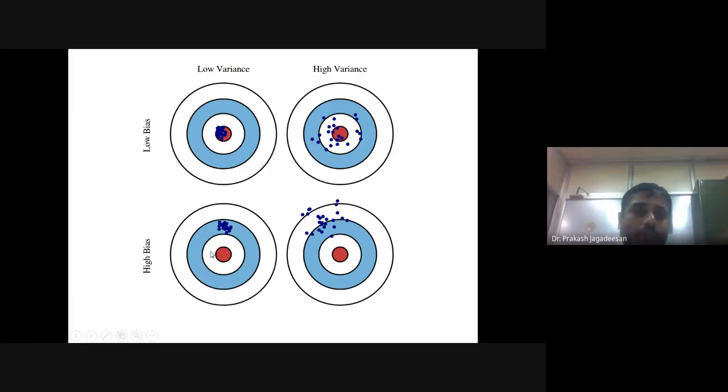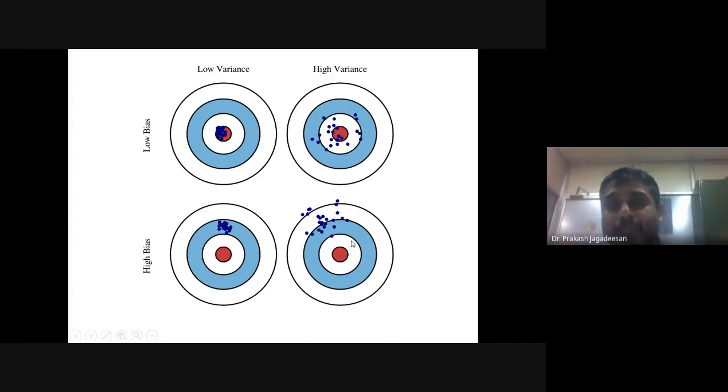The third combination is high bias, low variance. So the data points are lying far away from the center value. But the spread of the data points, if you see, they are lying close to each other. So the spread is less, but the data points are lying far away from the true value. So as a result, it will yield a high bias.